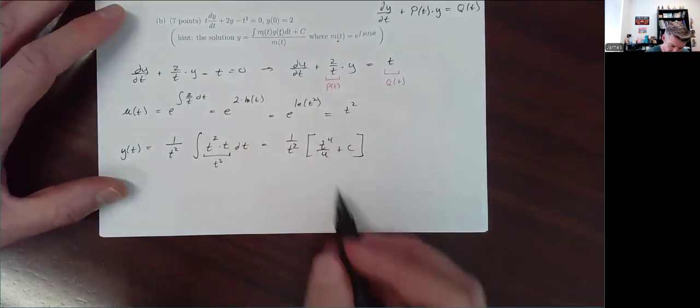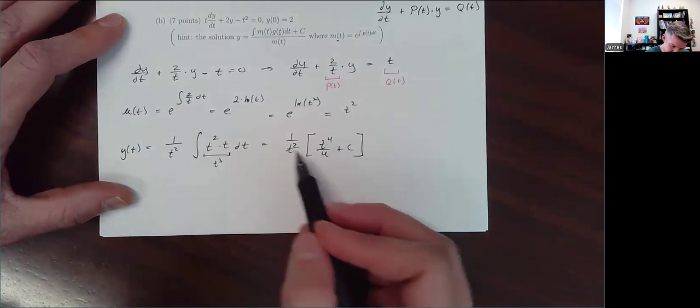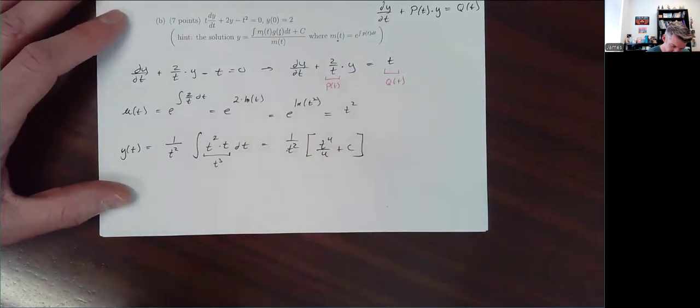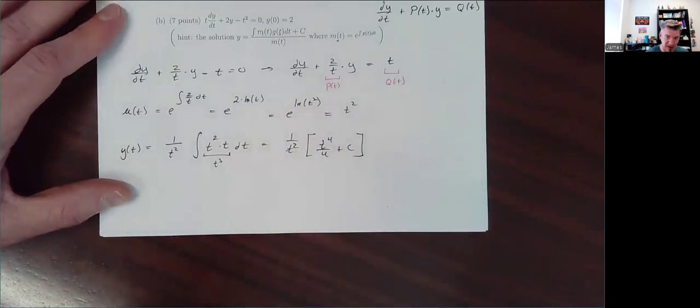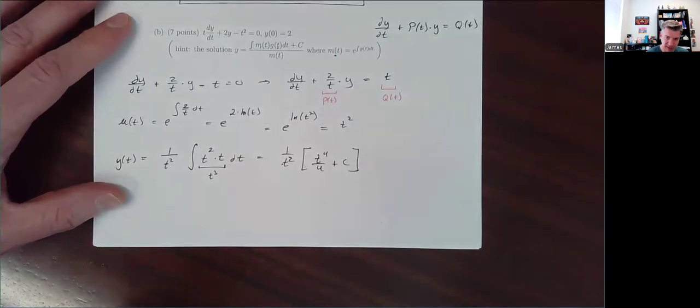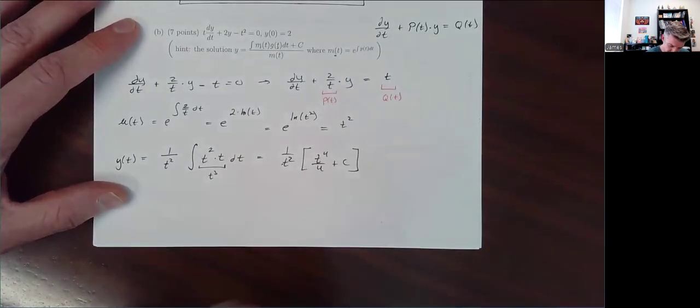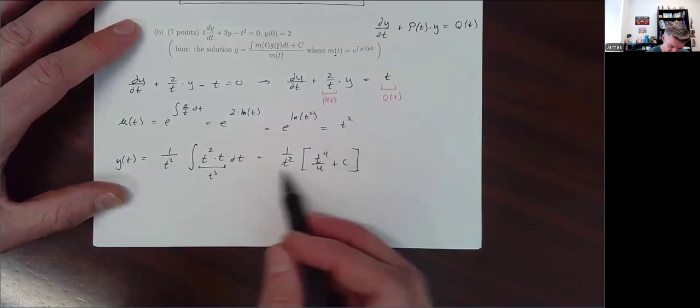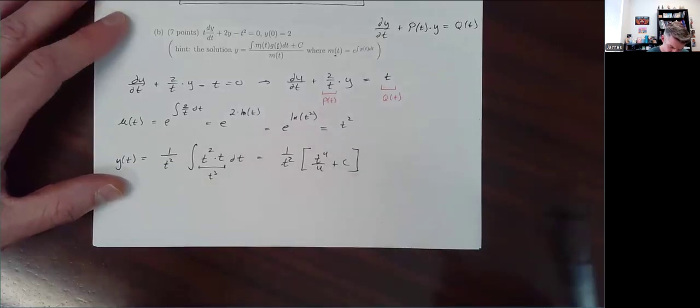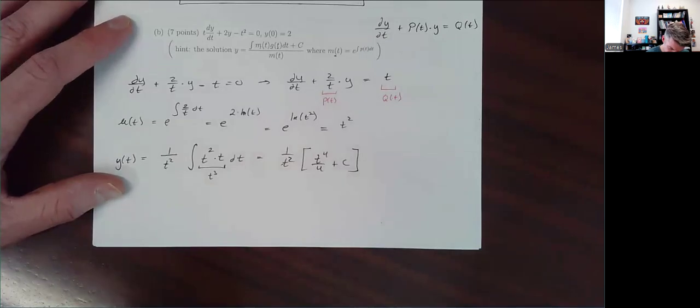It is vital that this 1 over t squared, interesting. I feel like the person writing this problem did not think it out very carefully. Yeah, they really didn't. So the 1 over t squared has to distribute to both terms here. Yeah, what are you thinking, dude?